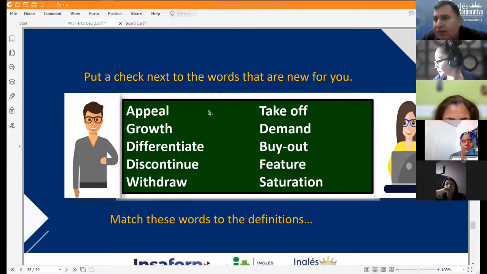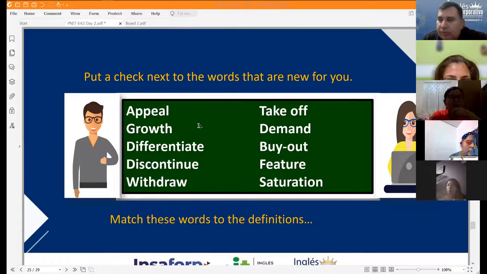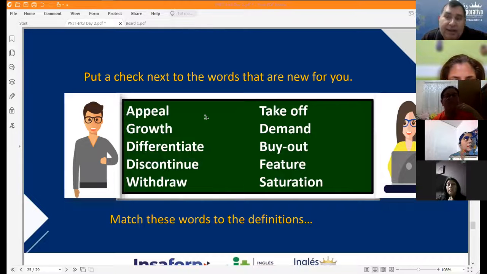Everybody understands appeal? Do you understand that? Appeal is when something is attractive. Yes, that's why they say sex appeal, right? So yes, appeal is attractive. Growth, you remember, we have been working on the word growth. It's growing, right? So if something is growing.